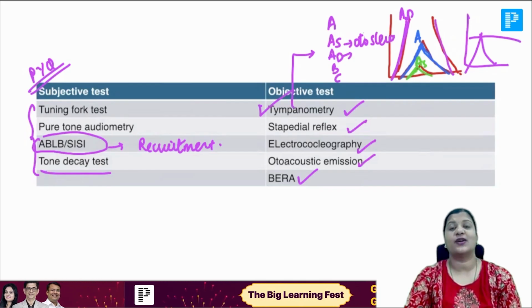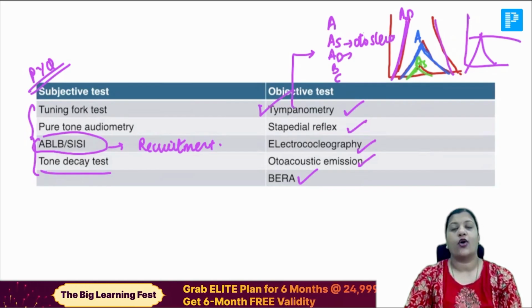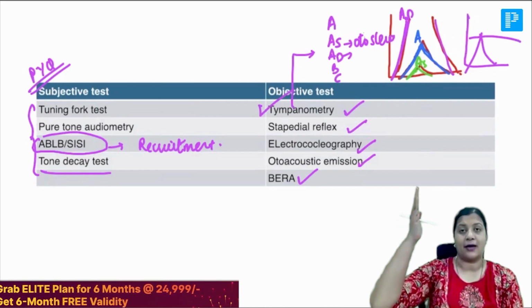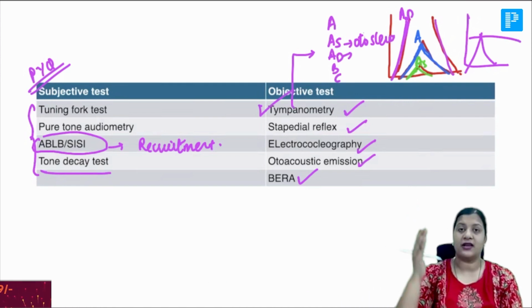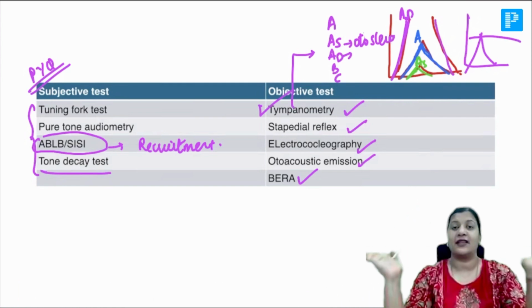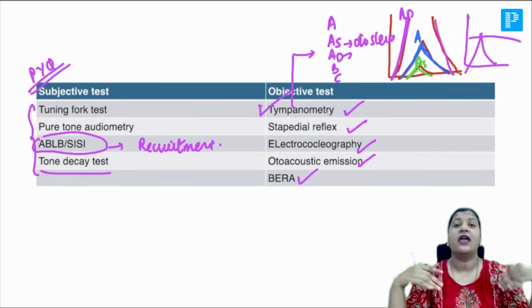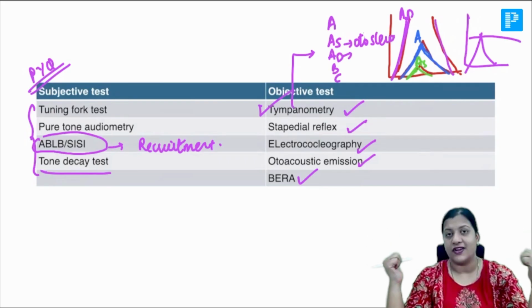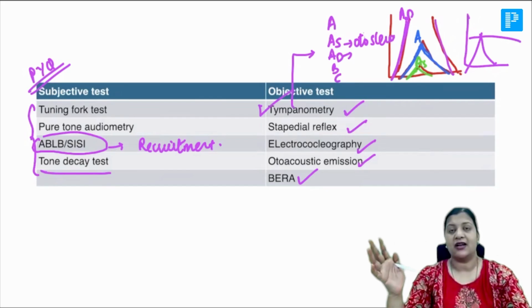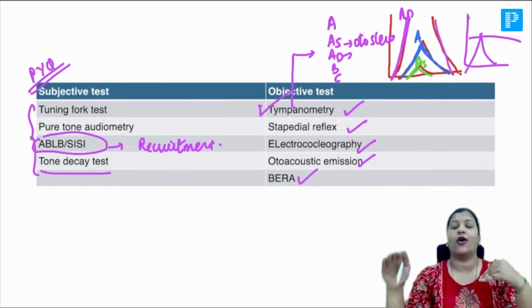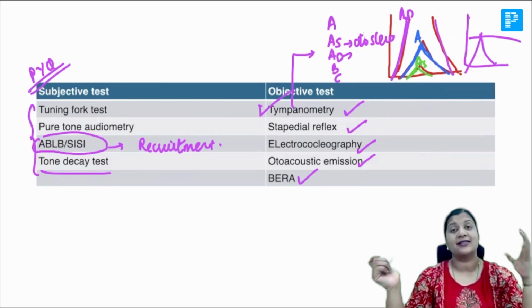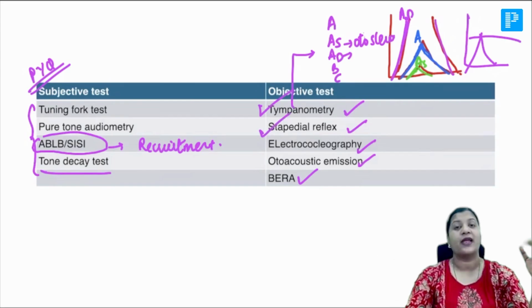Stapedial reflex is to assess from your cochlea the nerve conduction that happens up to the level of your superior olivary complex. From there are decussations going to the facial nerve, and from there you'll see contraction of the facial muscles whenever you give a loud sound. So basically stapedial reflex again tests the integrity of your retrocochlear pathway. Again, it's a machine generated report.